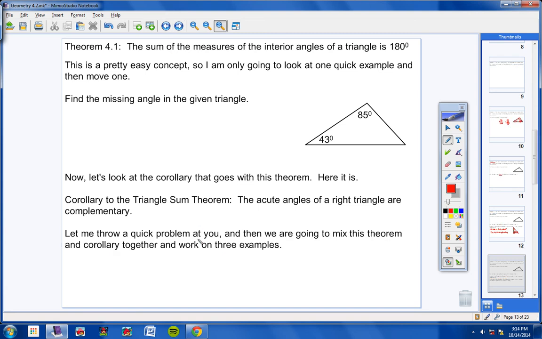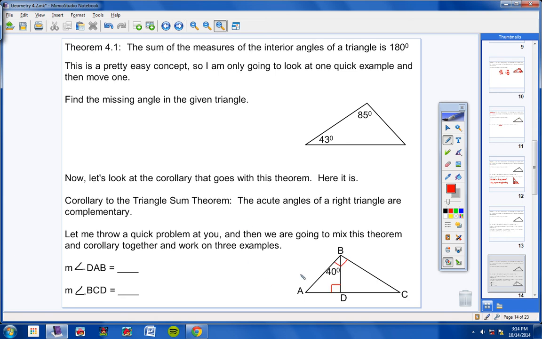Here we go. Now, let me throw a quick problem at you, and then we're going to mix this theorem and the corollary together and look at 3 examples. This problem's pretty tough, so here we go. Copy this in your notes, please. I want you to draw a right triangle like this. A big right triangle like this with your right angle up here. Okay, go ahead and do that, please.